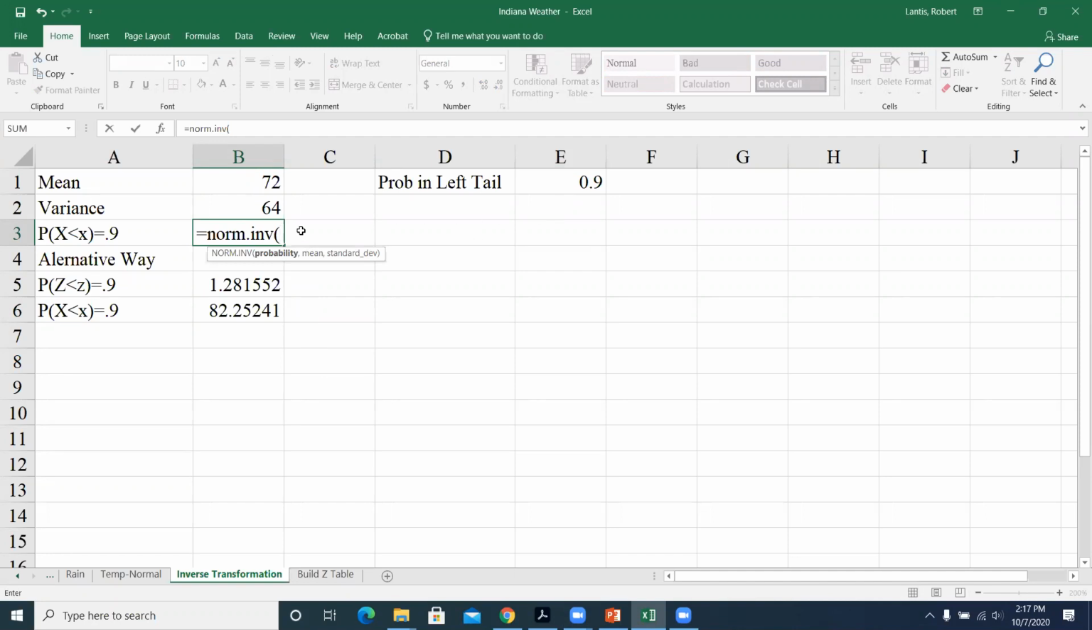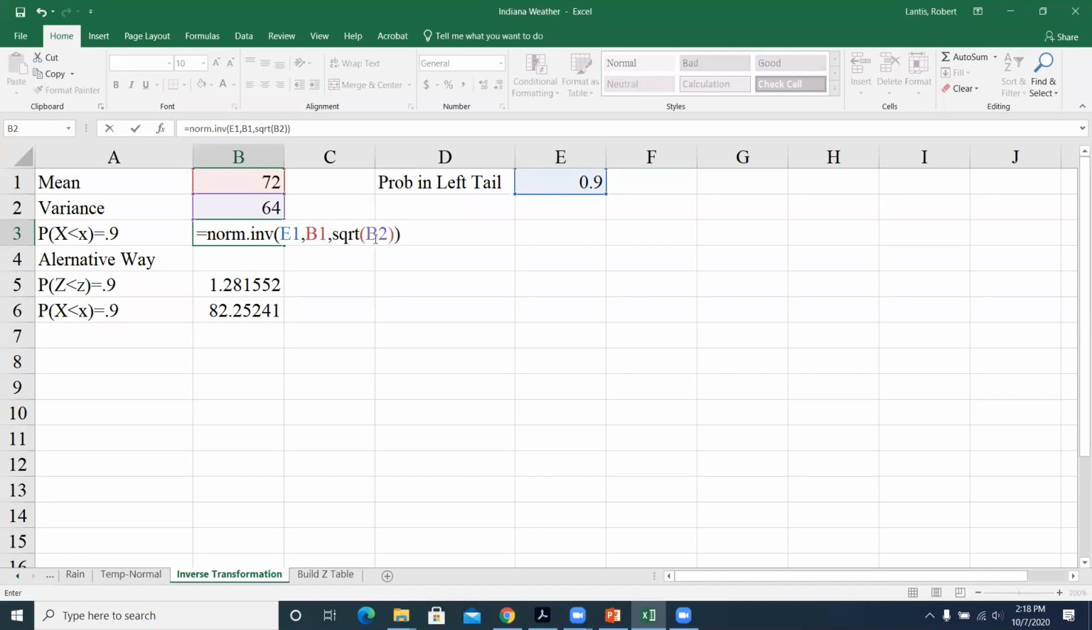norm.inv function, tell it the area I want to the left of that cutoff score, which is, I'm going to use a cell reference here for a second, 0.9, right? It's that 0.9, comma, tell it the mean, tell it my standard deviation, so the square root of my variance. And now what Excel will do is, because it's not norm.s.inv, it says, okay, take this area, find what Z-score would give me this area to the left, right? Or the probability of seeing that Z-score or anything below it is that probability I'm telling you.